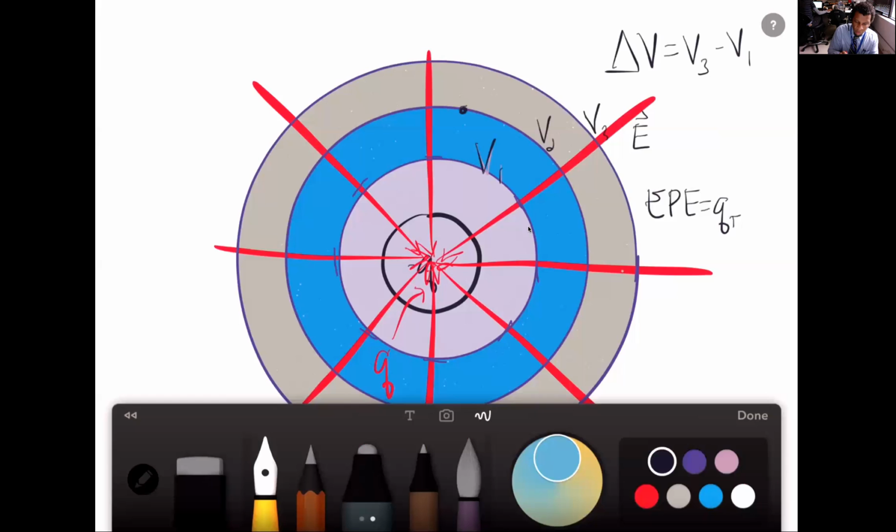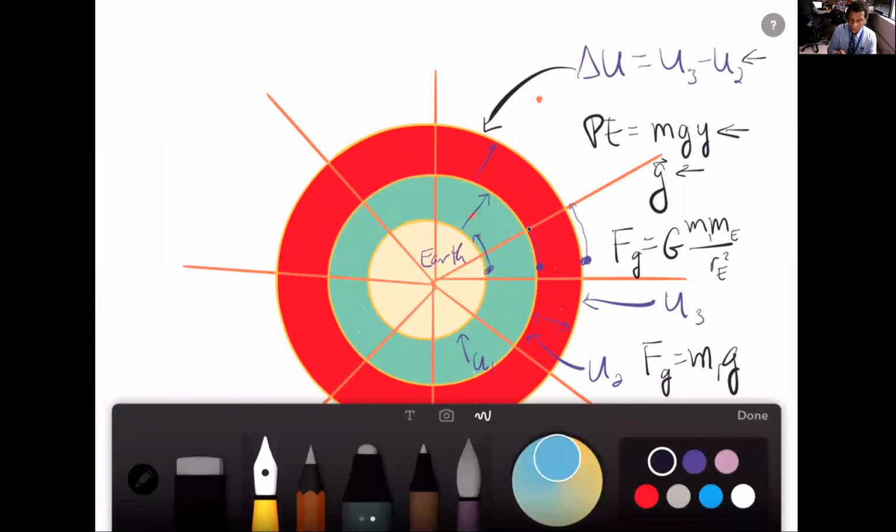All right, I'm going to call it Q sub T, moved in this potential. So if it moves from V sub 2 to V sub 1, it's just going to be delta V. I mean, actually V sub 1 minus V sub 2. So that would look something like this. All right, so this is our electric potential energy. If you remember, over here we had our gravitational potential energy, and we have our gravitational potential.